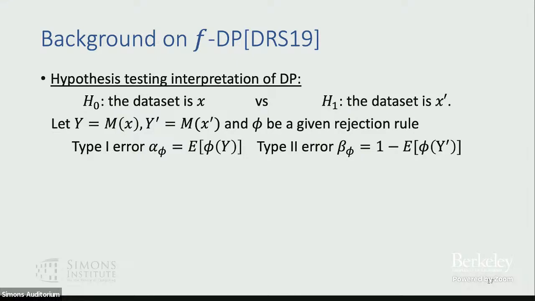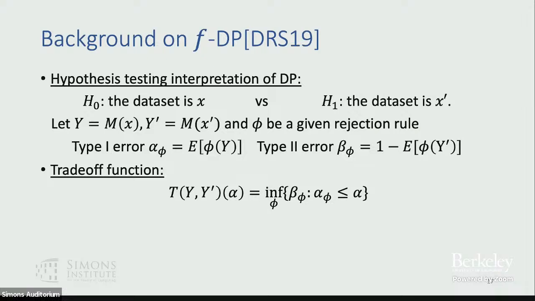So some of you may not be familiar with FDP. This is a generalization of differential privacy based on the hypothesis testing interpretation. We are considering a simple task: H0 is that the data set is X, versus H1 that the data set is X prime. Then we let the random variables Y and Y prime be the output distributions of M on X and M on X prime, and let phi be the given decision rule. Then we can write the type 1 error, which is the probability of rejecting H0 when H0 is actually true. And we can also write the type 2 error as this. The type 2 error is the probability of failing to reject H0 when H1 is actually true.